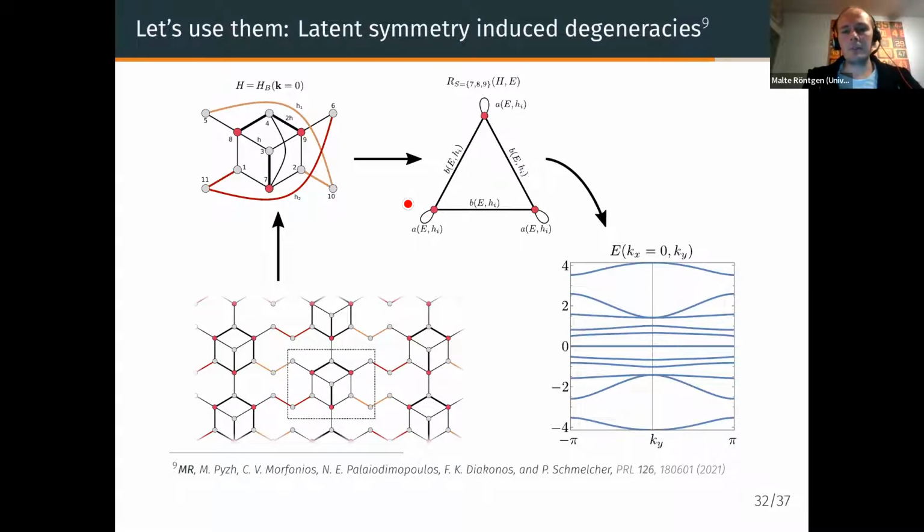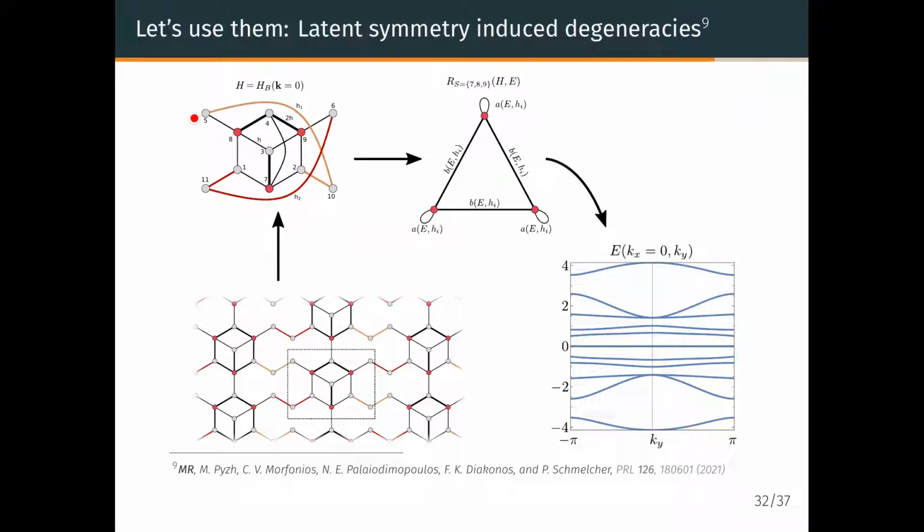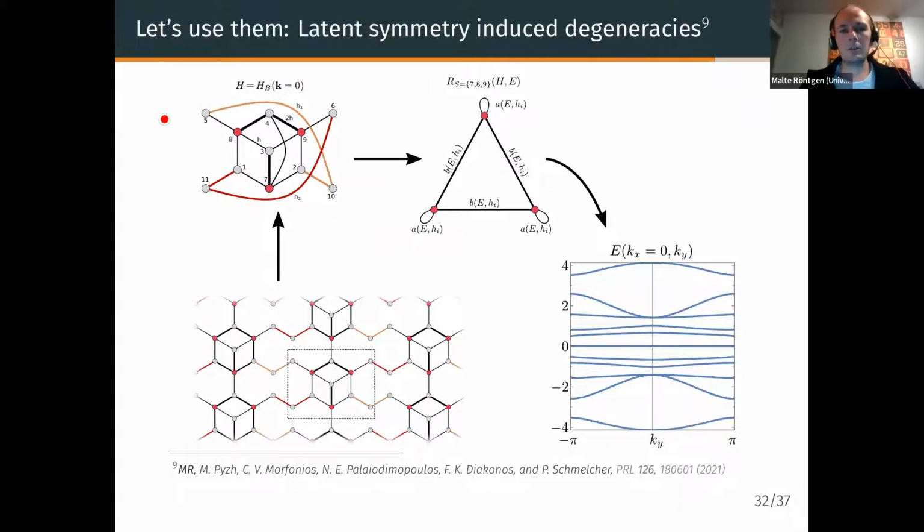Yes, in principle, we have not done this yet, but you could evaluate the Bloch Hamiltonian for different values of k. And then if you design it carefully, it should be possible to have, let's say, a non-abelian latent symmetry at, I don't know, some other important points in your Brillouin zone. I'm not a crystal guy.